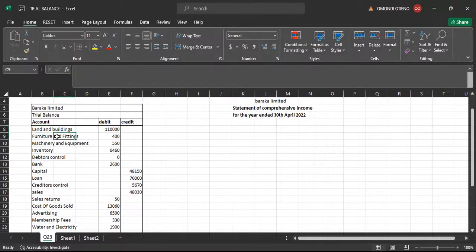We have fixtures and fittings, that is non-current asset. Machinery and equipment, non-current assets. Inventory is a current asset. Debtors control, that is the debtors. Bank, current asset. Capital is an equity item, so we have it there. Loan, that is a long-term liability. Creditors control, that's a current liability. Sales, that's a revenue or income item. We have sales returns. Yes, we sold goods, but customers have returned some goods to us. Cost of goods sold, we have it there.